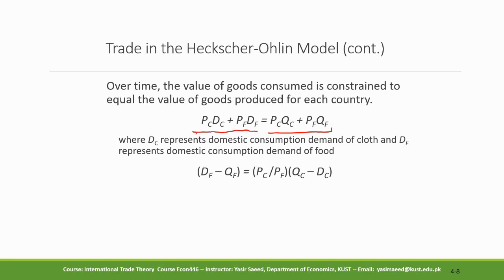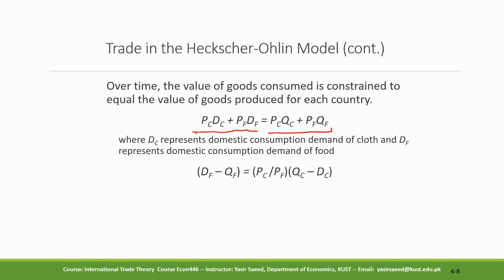We are actually taking food elements, variables related to food, on the left hand side and variables relating to cloth on the right hand side. So we get DF minus QF equal to PC by PF into QC minus DC.